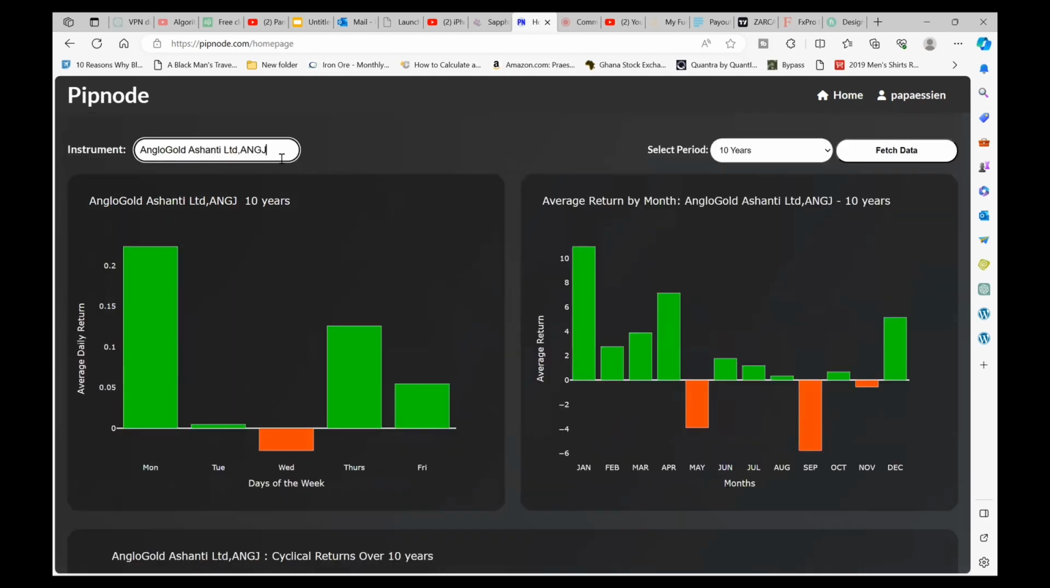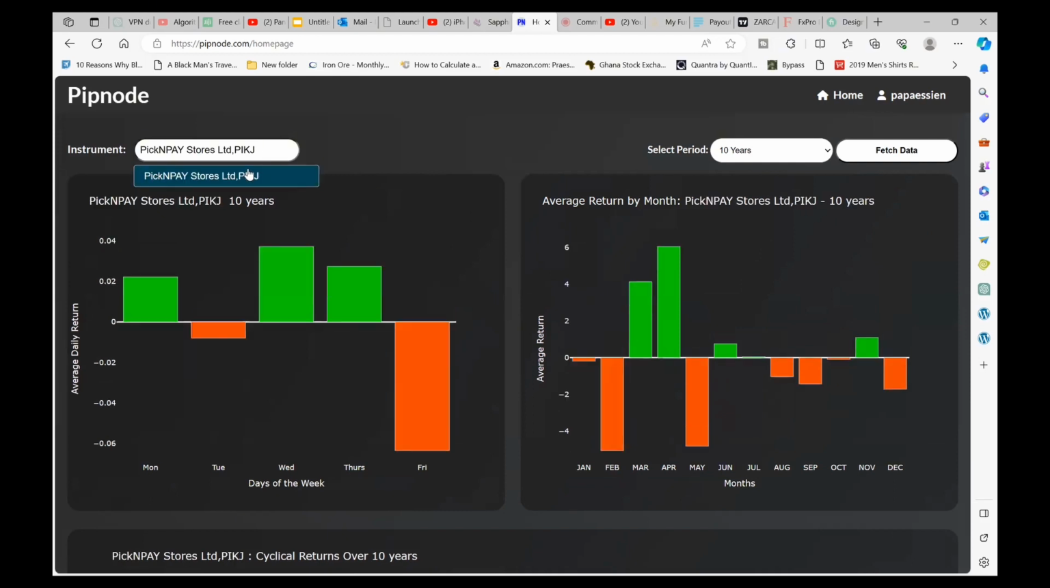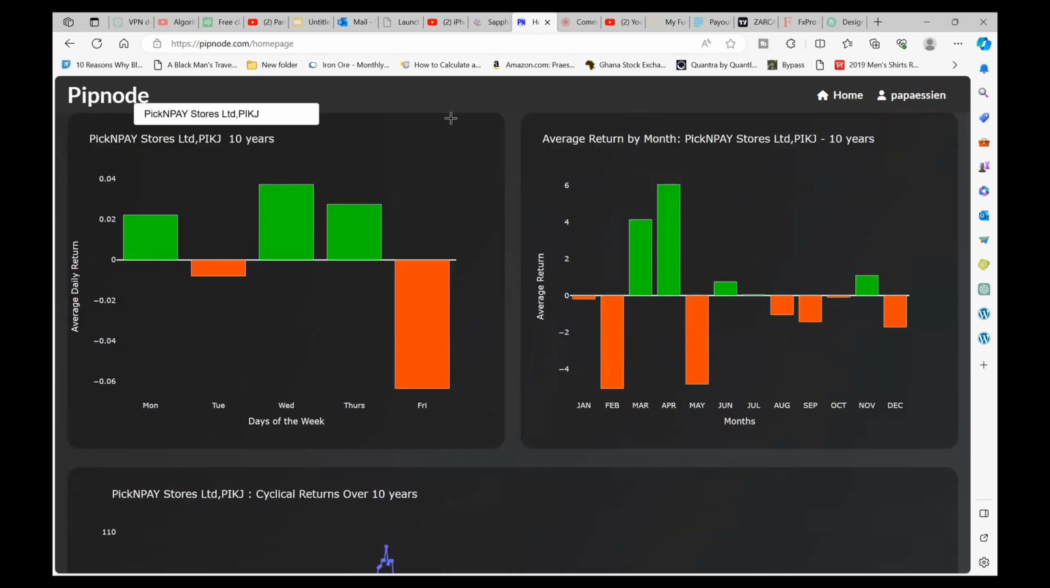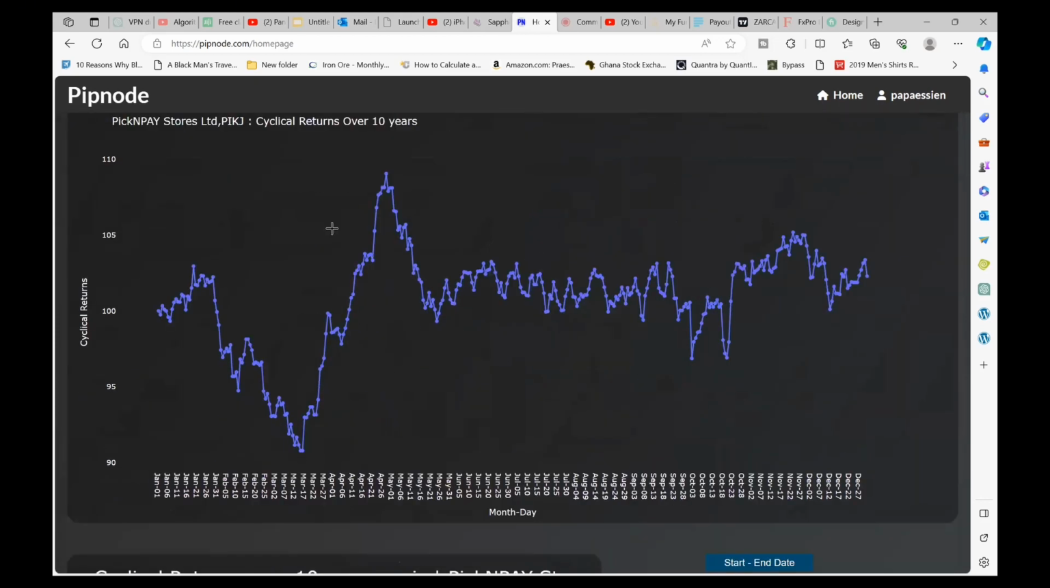Let's have a look at the Pick and Pay shares. So Pick and Pay. Okay, so we have it here. So we can see that comparing the cyclical trend of Anglo Gold to Pick and Pay, you can see there's a difference. Whereas Anglo Gold tends to move from January all the way to April, Pick and Pay does something different.